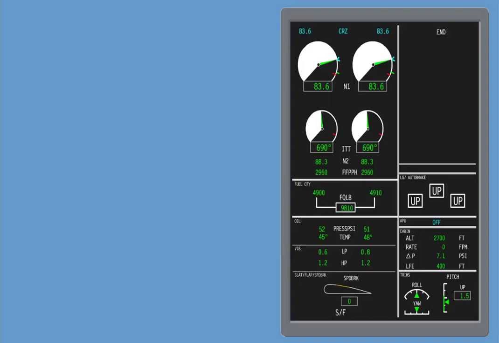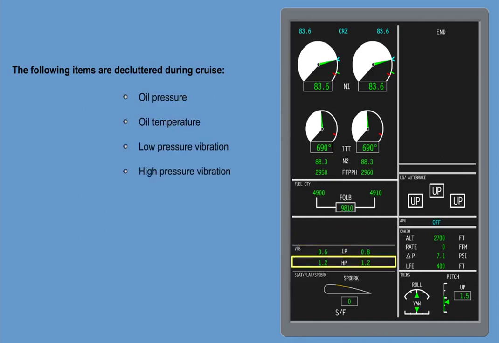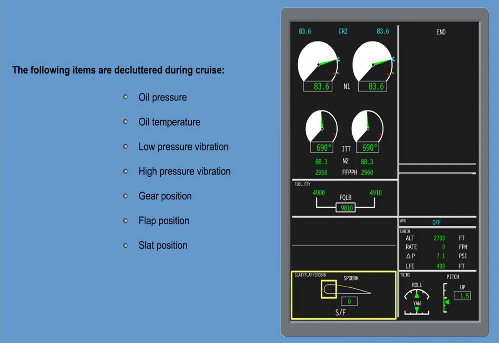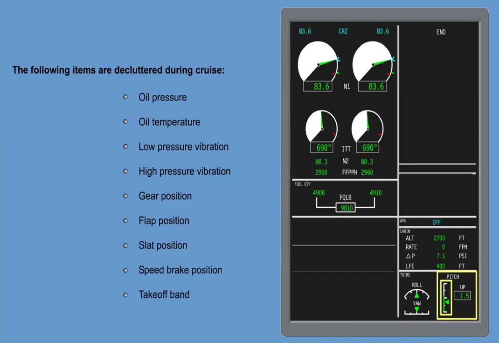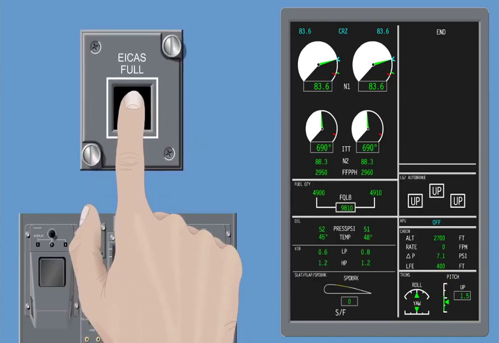The ICUS will be decluttered if the following conditions are met. The aircraft is flying in a clean configuration: flap and gear up, for more than 30 seconds, and none of the decluttered parameters have been exceeded. If these conditions are met, the following items are decluttered during cruise: oil pressure, oil temperature, low pressure vibration, high pressure vibration, gear position, flap position, slat position, speed brake position, and on the pitch trim scale, the green takeoff band will extinguish. Pushing the ICUS full button displays all of the decluttered items.